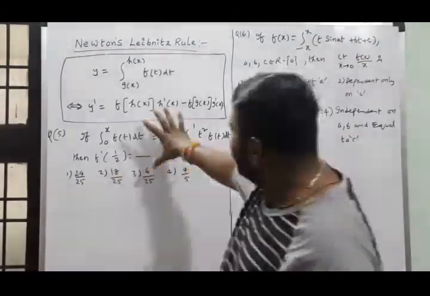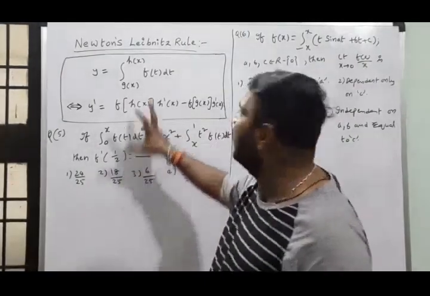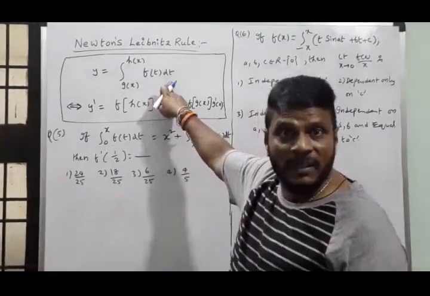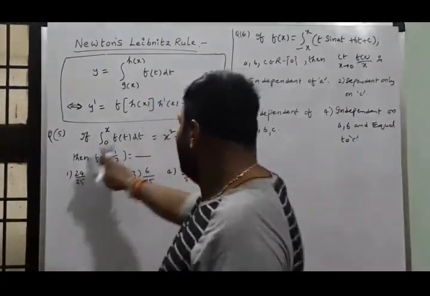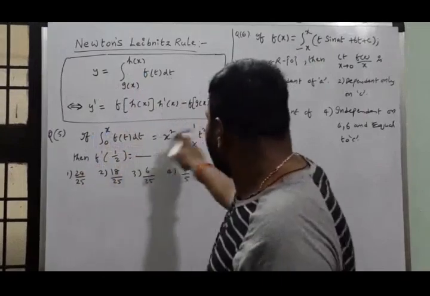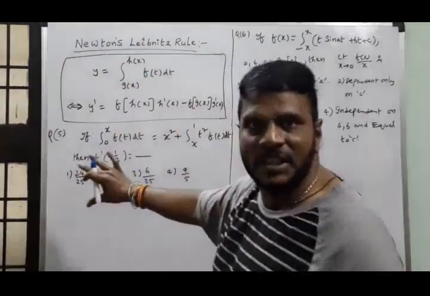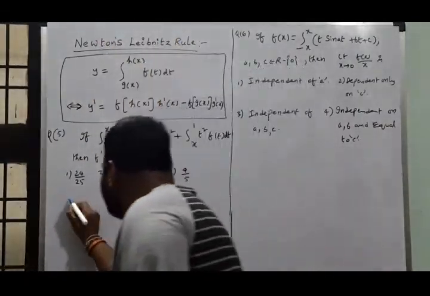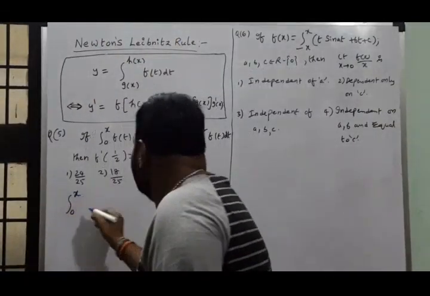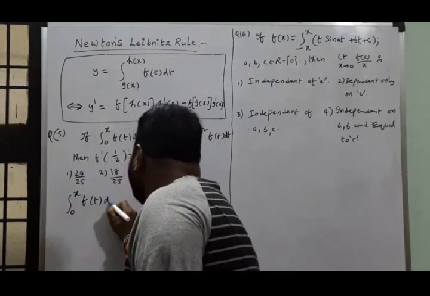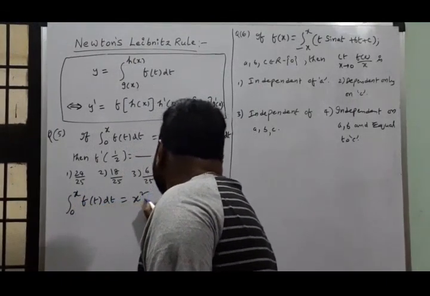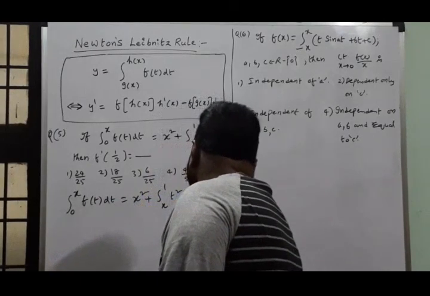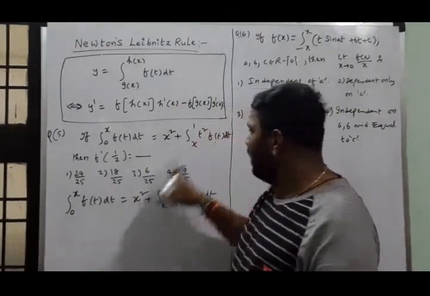This question is also solved by using the Newton-Leibniz rule. All of you are familiar with the Newton-Leibniz rule. So apply that rule. Take the given equation and differentiate on both sides with the help of the Newton-Leibniz rule. The equation is integral 0 to x of f(t) dt is equal to x square plus integral x to 1 of t square f(t) dt. This is the given equation.